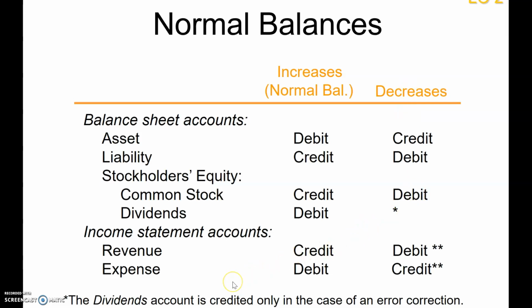Okay. And then our accounts that usually only go up: dividends is pretty much only going up. You'll only be putting amounts on the debit side of the dividends T. Revenue and expenses only go up. So if revenue is involved, you'll put it on the credit side of the T. If it's an expense being changed in the accounting equation, it goes on the debit side of the T.